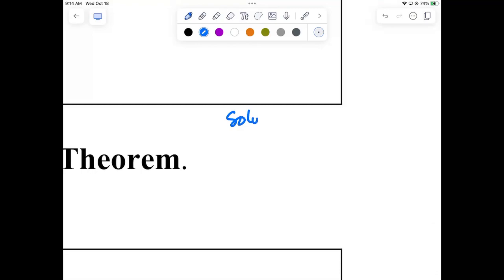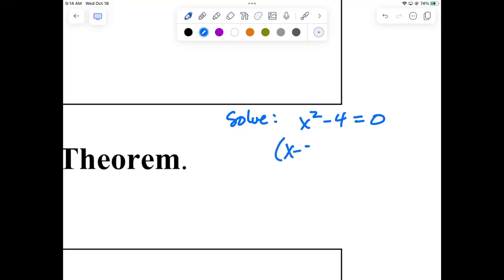Let's say I asked you to solve this right here. X squared minus 4 equals 0. Let's say I asked you to solve that, and you solved it by factoring. This is x minus 2, x plus 2.